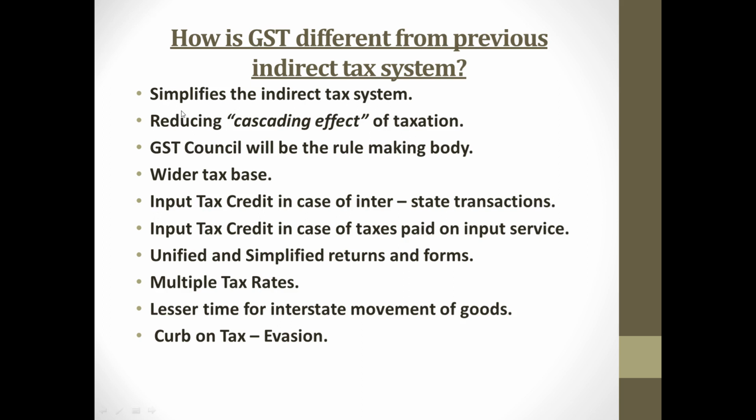The second most important point is reducing the cascading effect of taxation. So GST has helped a lot in reducing this cascading effect. Now, what is this cascading effect? This cascading effect means taxing a particular transaction again and again. So in the earlier system of state-wise sales tax, if you are selling your goods from one state to another, you cannot avail the input tax credit on the goods purchased by you.